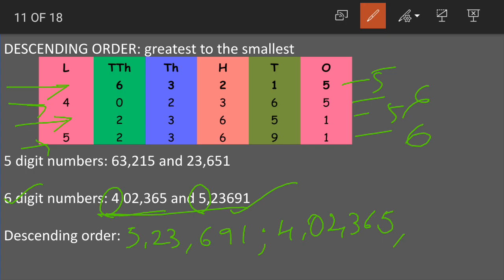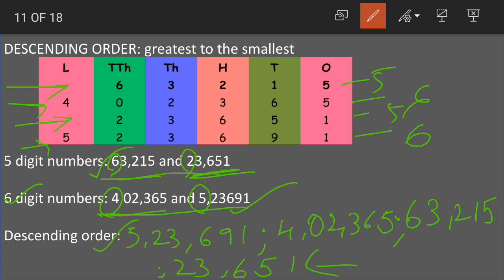In these 5-digit numbers, the greatest number is which one? We should compare the first digit in the highest place values, 6 and 2. Which is the greater number here? The greater number is 6. So the number 63,215 becomes the greater number among the given 5-digit numbers. Now what is the last number remaining, children? The last number remaining is 23,651. This will be our smallest number. If you observe, what did we do here in descending order? First we wrote the greatest number and then we ended with the smallest number.